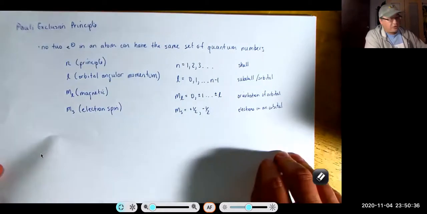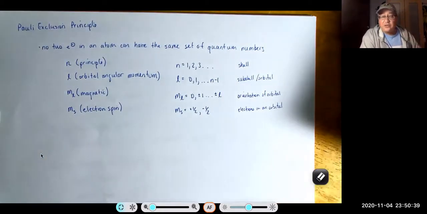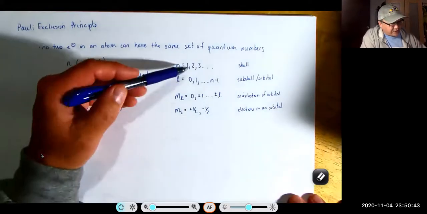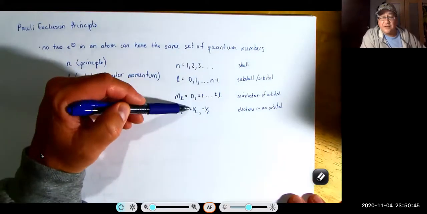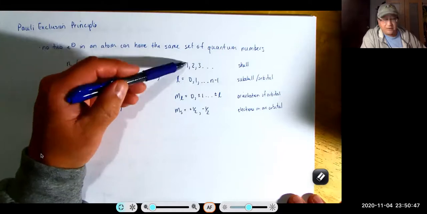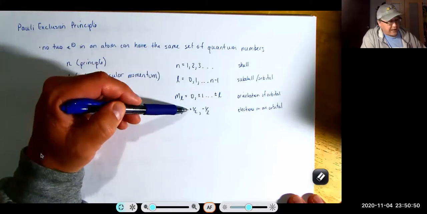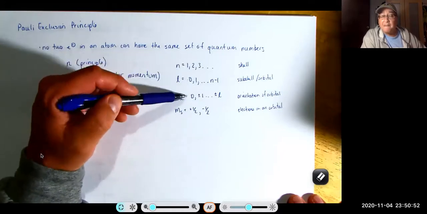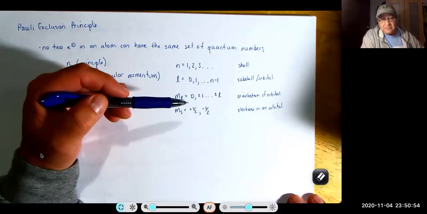So the Pauli exclusion principle says you can't have 2 electrons in an atom with the same set. So if you have a 1, 0, 0, plus 1/2, you cannot have another electron with a 1, 0, 0, plus 1/2. But you can have one with a 1, 0, 0, minus 1/2. Okay.